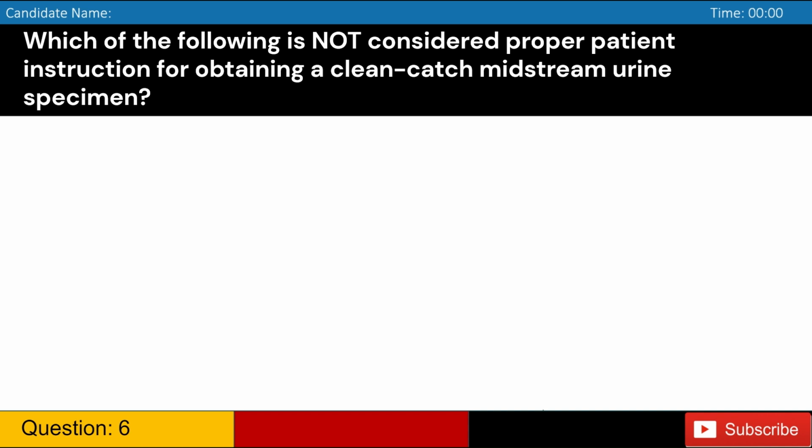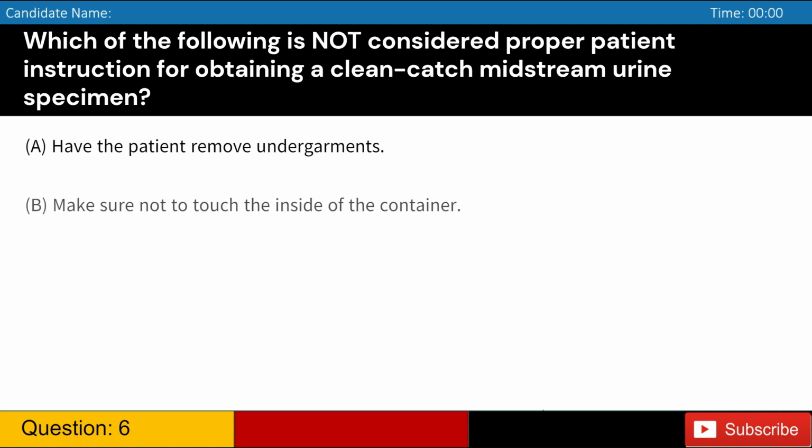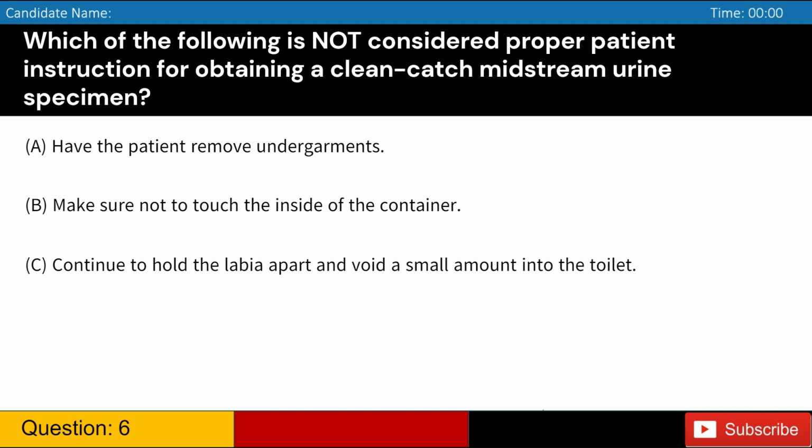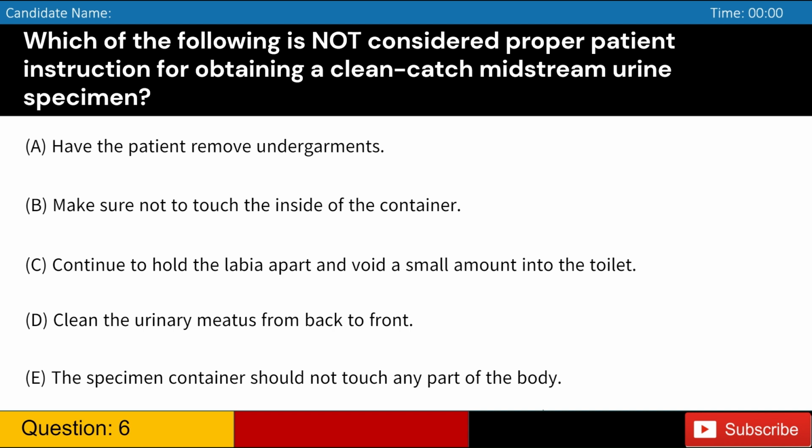urine specimen? A. Have the patient remove undergarments. B. Make sure not to touch the inside of the container. C. Continue to hold the labia apart and void a small amount into the toilet. D. Clean the urinary meatus from back to front. E. The specimen container should not touch any part of the body. Answer D. Clean the urinary meatus from back to front.